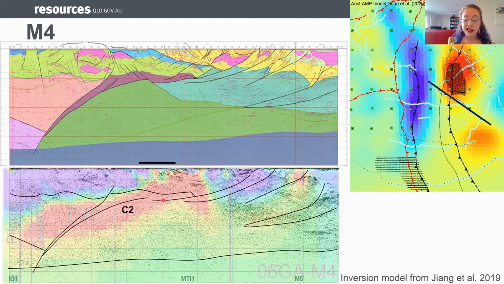And you can see that it's not perfect, but there is quite a good alignment between the location of this dipping conductive structure and our interpretation of the Gidgee suture. So it seems like this really strong, very conductive response is probably tied quite intimately to the Gidgee structure.